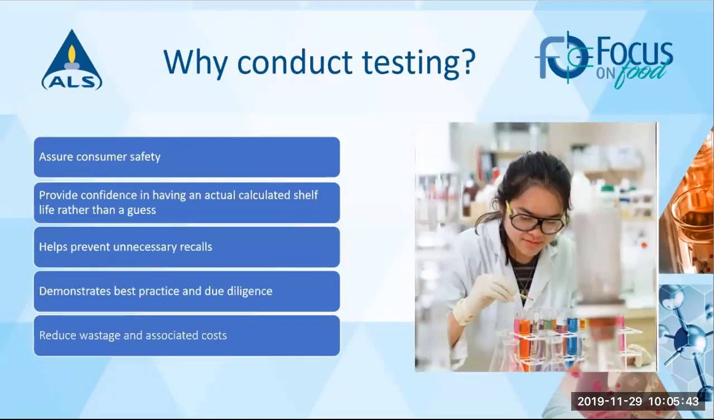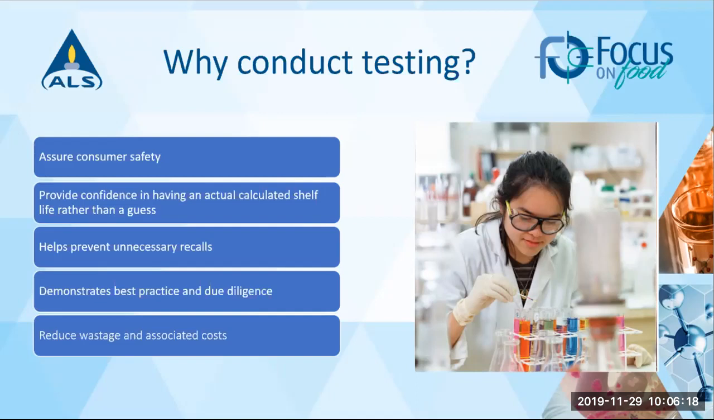So why undertake shelf life testing in the first place? Although it's a requirement of the regulations for food to be safe when it's offered for sale, the regulations also determine at which point your product could become potentially unsafe, and you need to assign a date within which it would be safe to consume. So assuring consumer safety would be the number one priority when setting a use-by date. Testing can ensure that the date applied is accurate rather than a lucky guess.